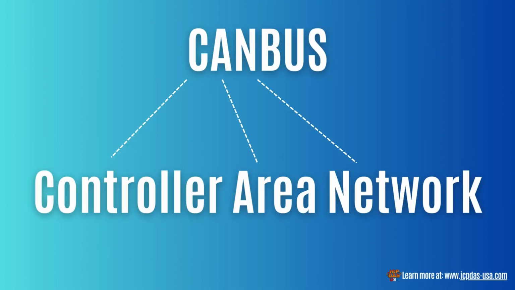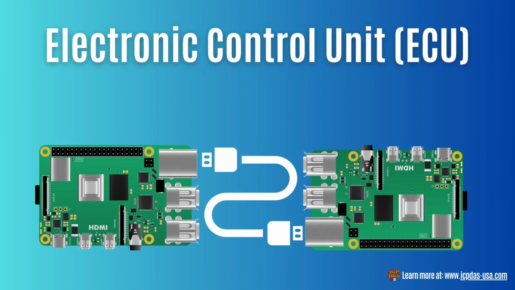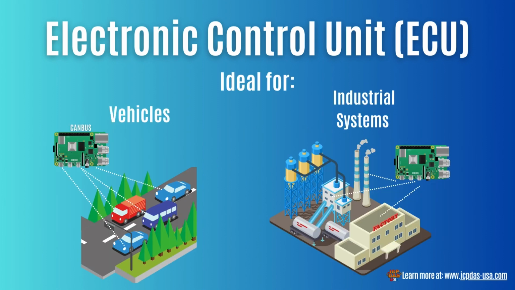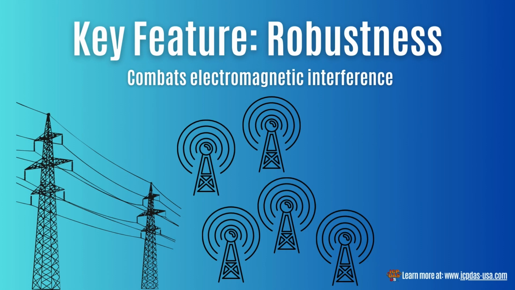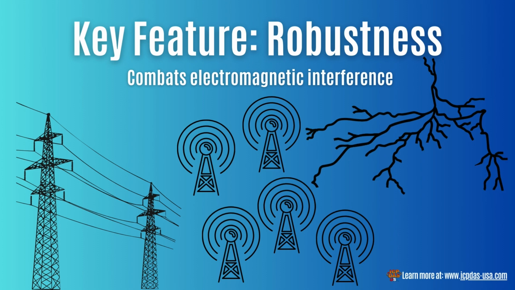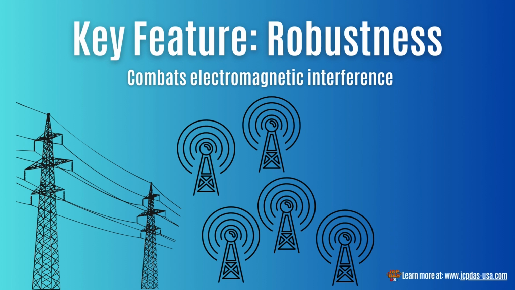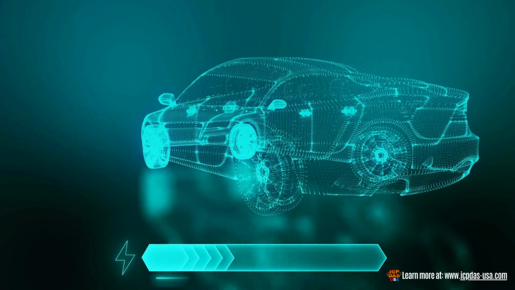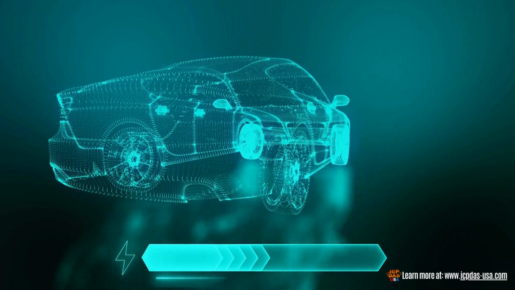CAN, an acronym for Controller Area Network, is a robust multi-master communication protocol devised for real-time data exchange between electronic control units, ECUs, in vehicles and industrial systems. Some of the key features that make CANBUS stand out is robustness. It's a paramount attribute. CANBUS can operate effectively in environments challenged with electromagnetic interference, making it the protocol of choice for noisy environments.